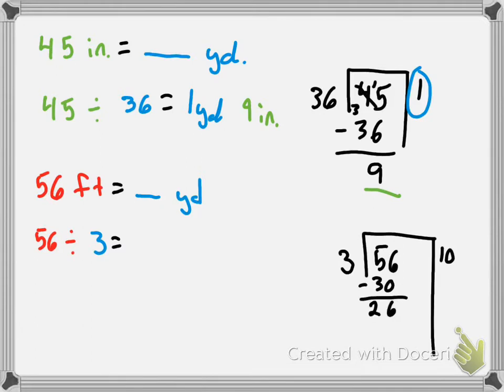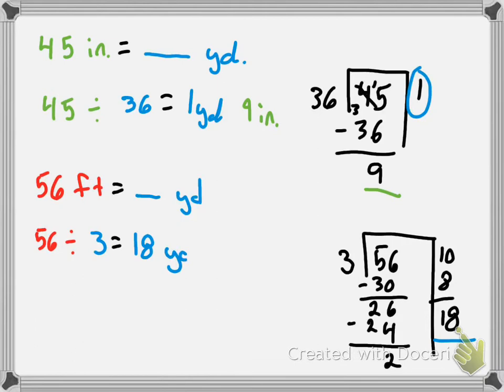Subtract, I get 26. And then 3 times 8 would give me 24. Subtract, and I get a remainder of 2. So 10 and 8 gives me 18, which means out of 56 feet, I can get 18 yards. So I got 18 yards.